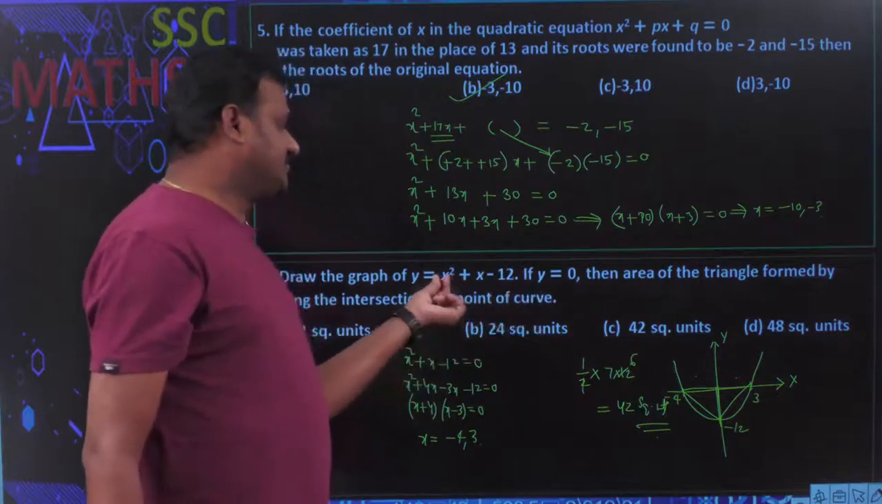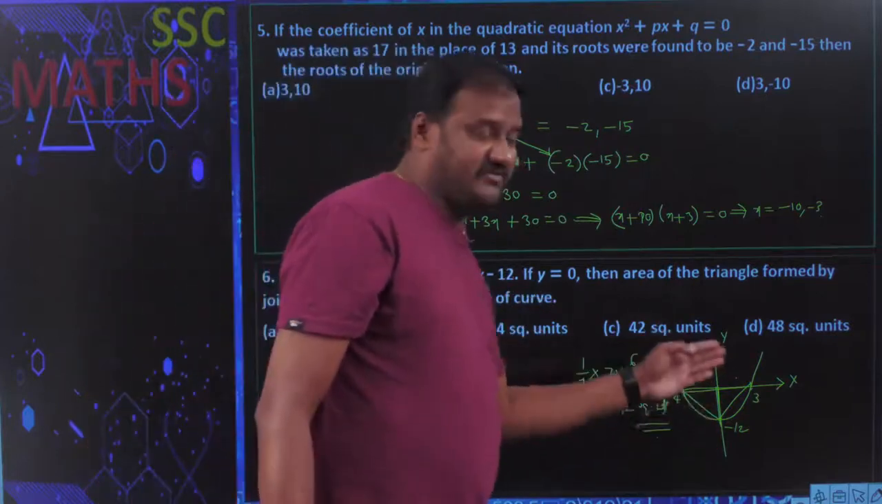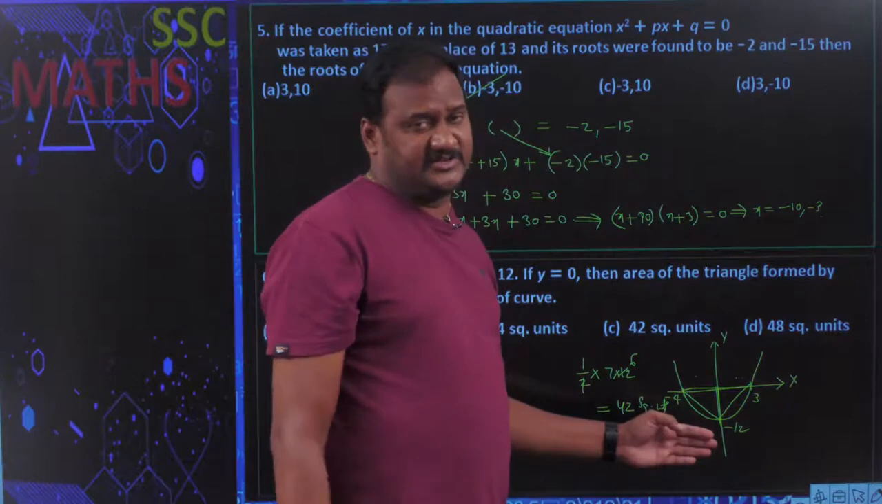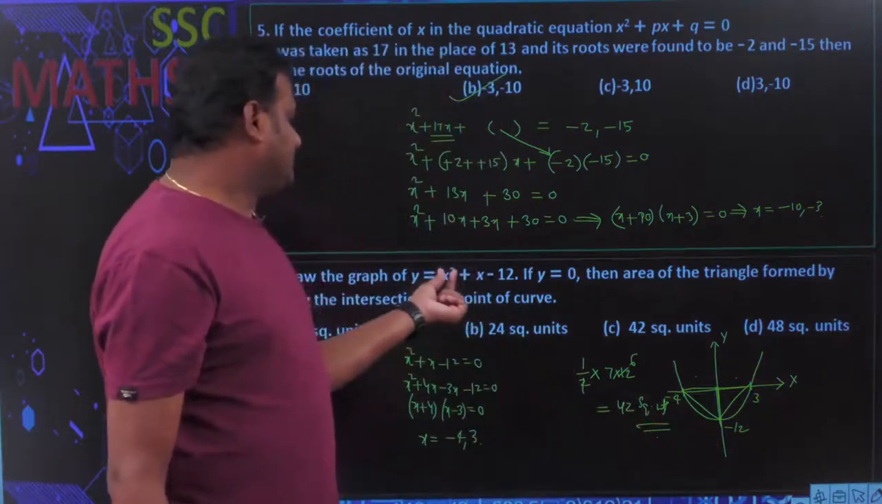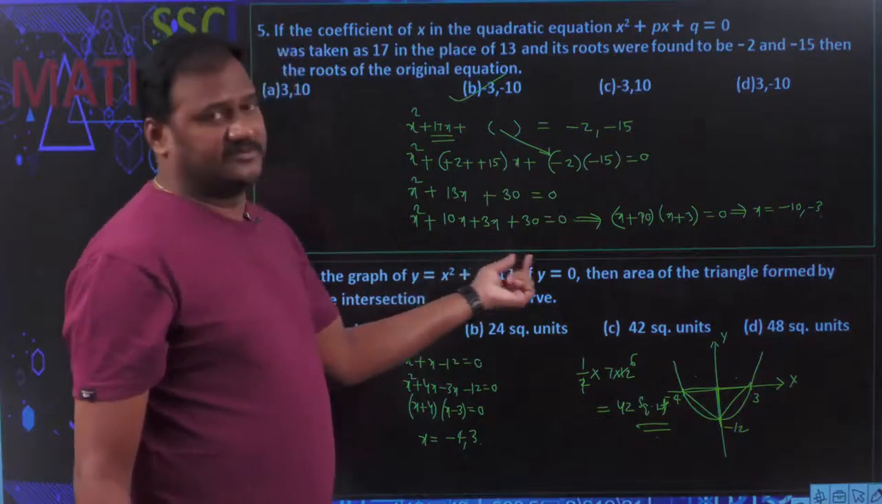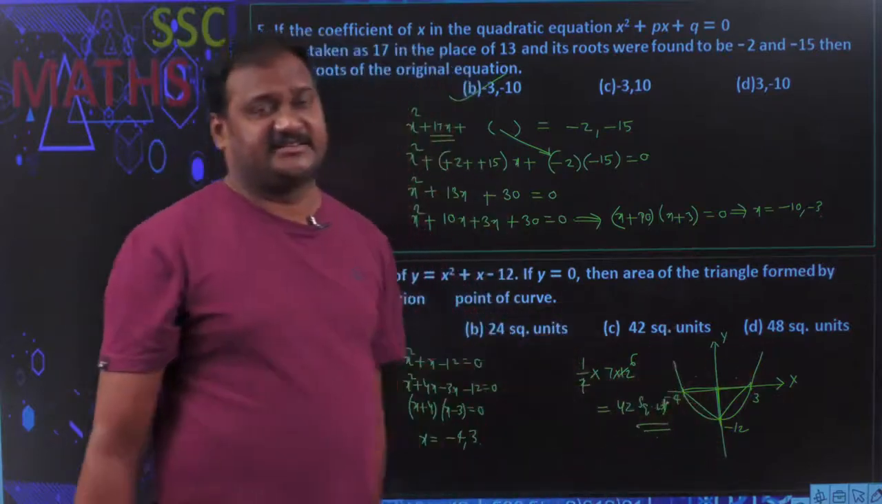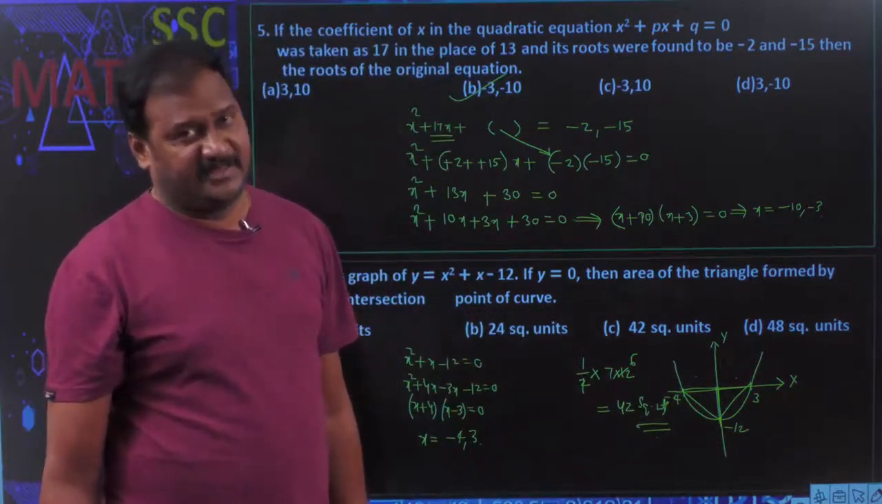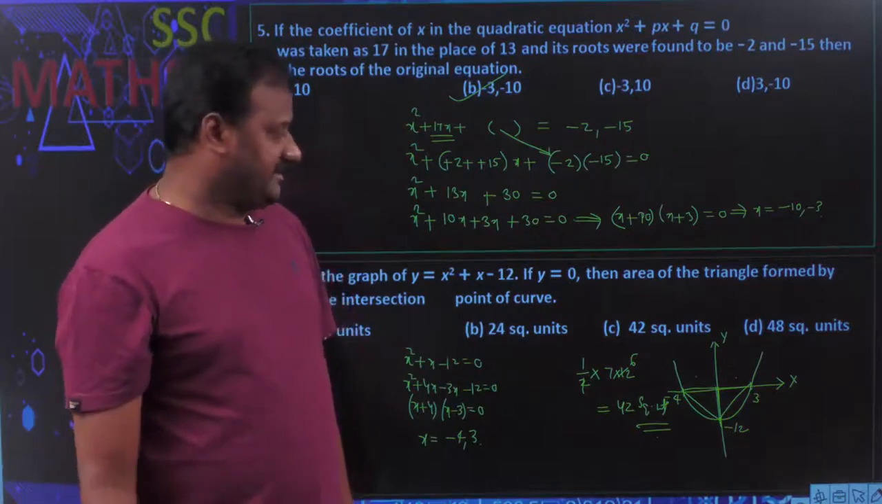So put x is equal to 0 here, since this is the point on the y-axis whose x coordinate is obviously 0, right? So when x is equal to 0, this is 0 and this is 0. So 0 plus 0 minus 12, y is equal to minus 12. So it intersects the y-axis at 0 comma minus 12.